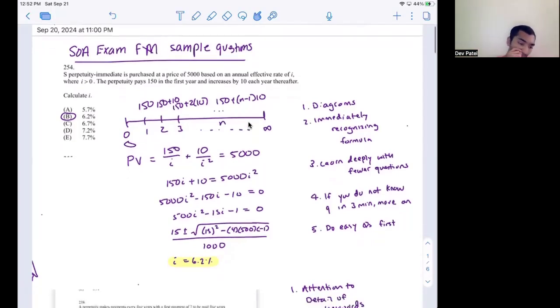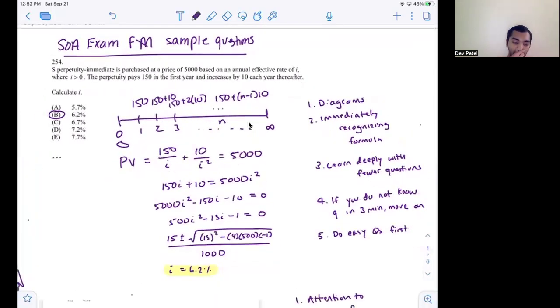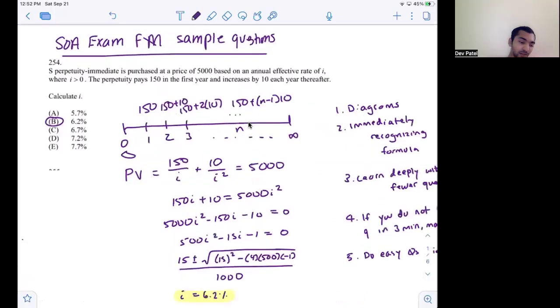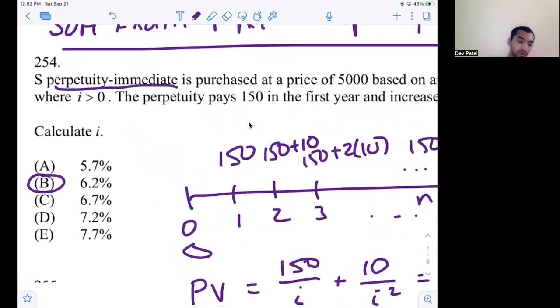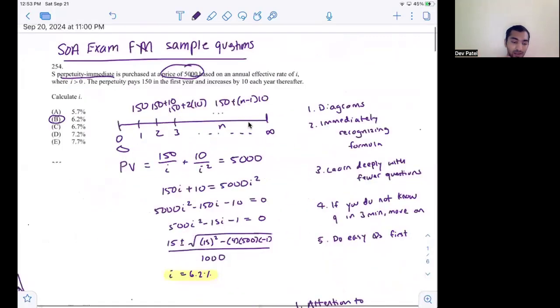So 254: a perpetuity immediate is purchased at a price of 5,000 based on an annual effective rate of I, where I is greater than zero. The perpetuity pays 150 in the first year and increases by 10 each year thereafter. Calculate I. Immediately, from the fact that it's a perpetuity immediate, we know that it has payments every single year until infinity, with no end date. The purchase price is 5,000, so the present value at time zero is 5,000. The first thing you want to do is draw the time diagram.